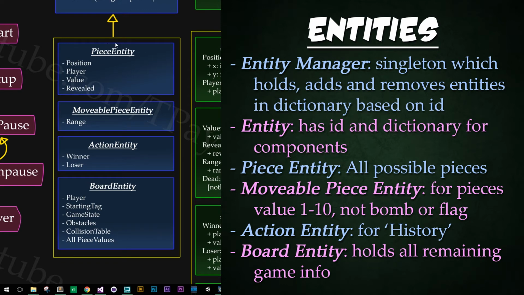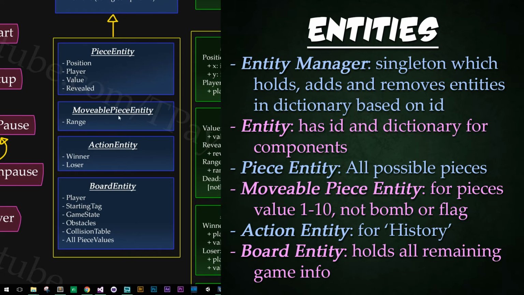So here we have our piece entity, and we have a position component, so its location on the board. We have the player number, which player actually owns this piece. Then we have the value, which is the value of the piece. And then if it has been revealed, if the piece has been in combat, like if it were a bomb and some other piece hit it, then it would be revealed to the other player that this is a bomb, or this is a spy, or this is whatever it is.